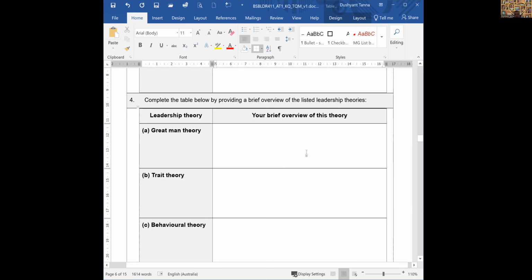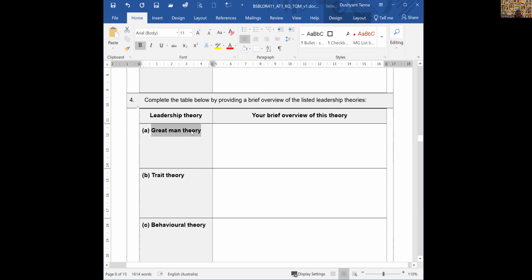Right. Great man theory. So what is it? This theory centers around the belief that great leaders are not made, they are born. Leadership is something you are born with. You can't cultivate it. This is what the theory says. So it's like it's in your genes, and if you are a leader, then your kids will be bound to be good leaders as well. So it passes on from genes to genes. That's about great man theory.